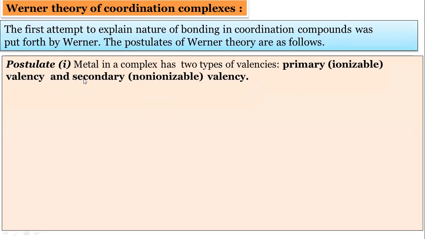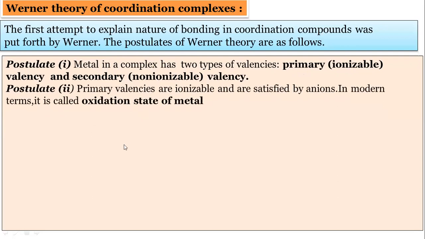According to Werner, a metal in a complex has two types of valencies. The central metal, to which different ligands are attached, has two valencies. One valency is the primary valency, which is ionizable, and the secondary valency is non-ionizable. This is given by Werner.